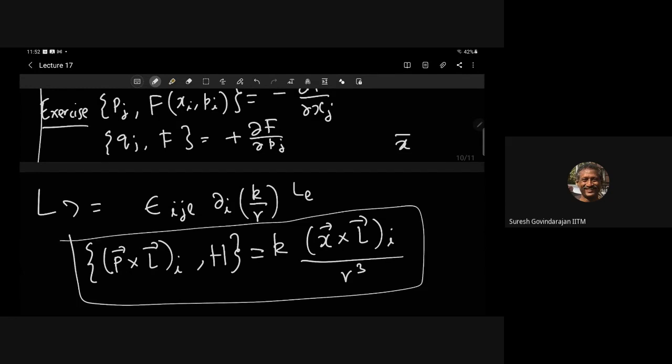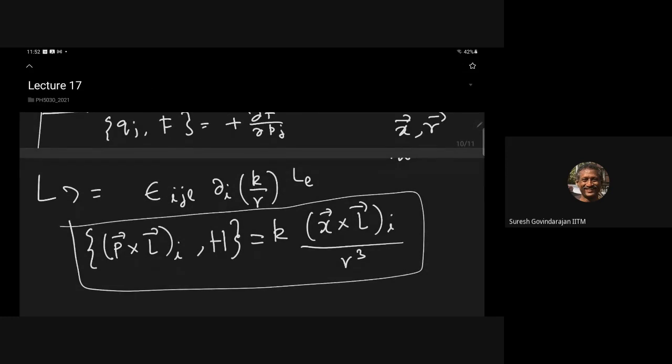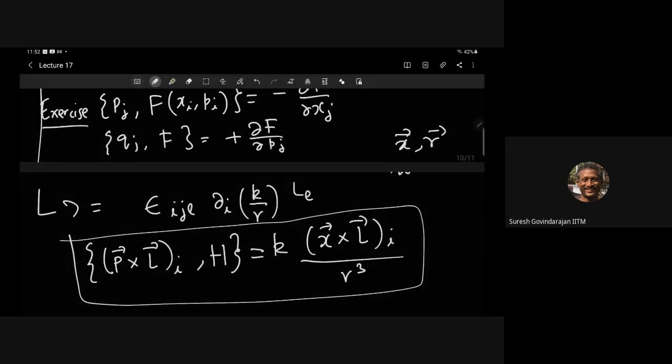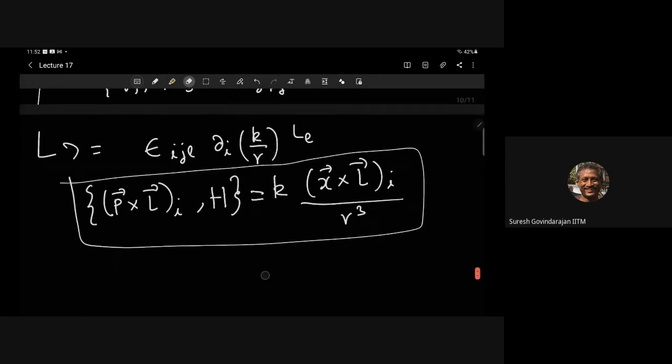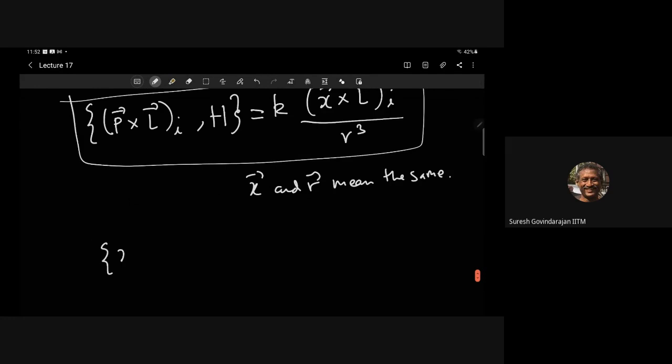And I apologize, x and r mean the same thing. Oh, that's at the boundary. No wonder it is not working. Okay, sorry, x and r are the same. Okay, is this clear? So now we are done with one half. Now what is it we have to do? We have to do the Poisson bracket of x_i with H.